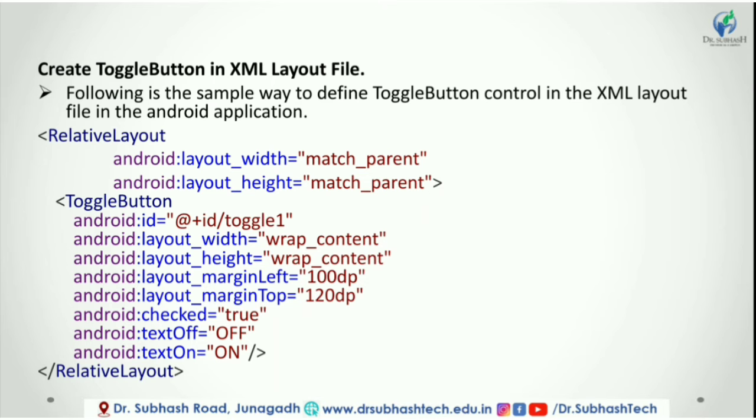First way is to create toggle button in XML layout file. Following is the simple way to define toggle button control in XML layout file in an Android application. If you observe the above code snippet, here we define toggle button control and set the toggle button state to on using the android:checked attribute in XML layout file.